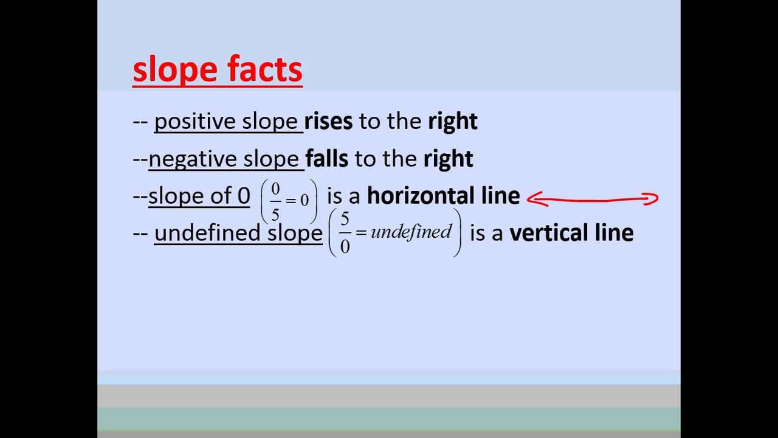But a line that's straight up and down, you can't have steepness. You can't really identify the steepness of something that is straight up and down. Since you can't identify the steepness of that line, we say that the slope is undefined. You can't calculate it out, and that's because you can't divide by 0. 5 divided by 0 is undefined. So a vertical line will always have an undefined slope.